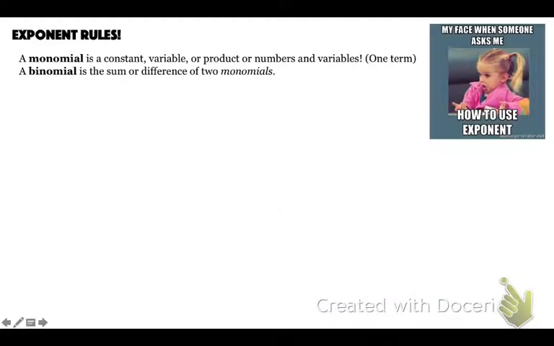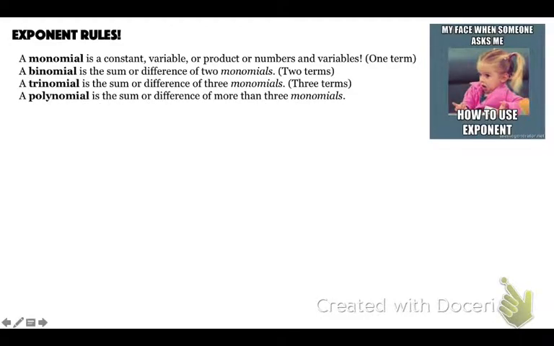A binomial is the sum or difference of two of those. So it's just two of them added together. A trinomial would be three of them. And a polynomial is more than three.